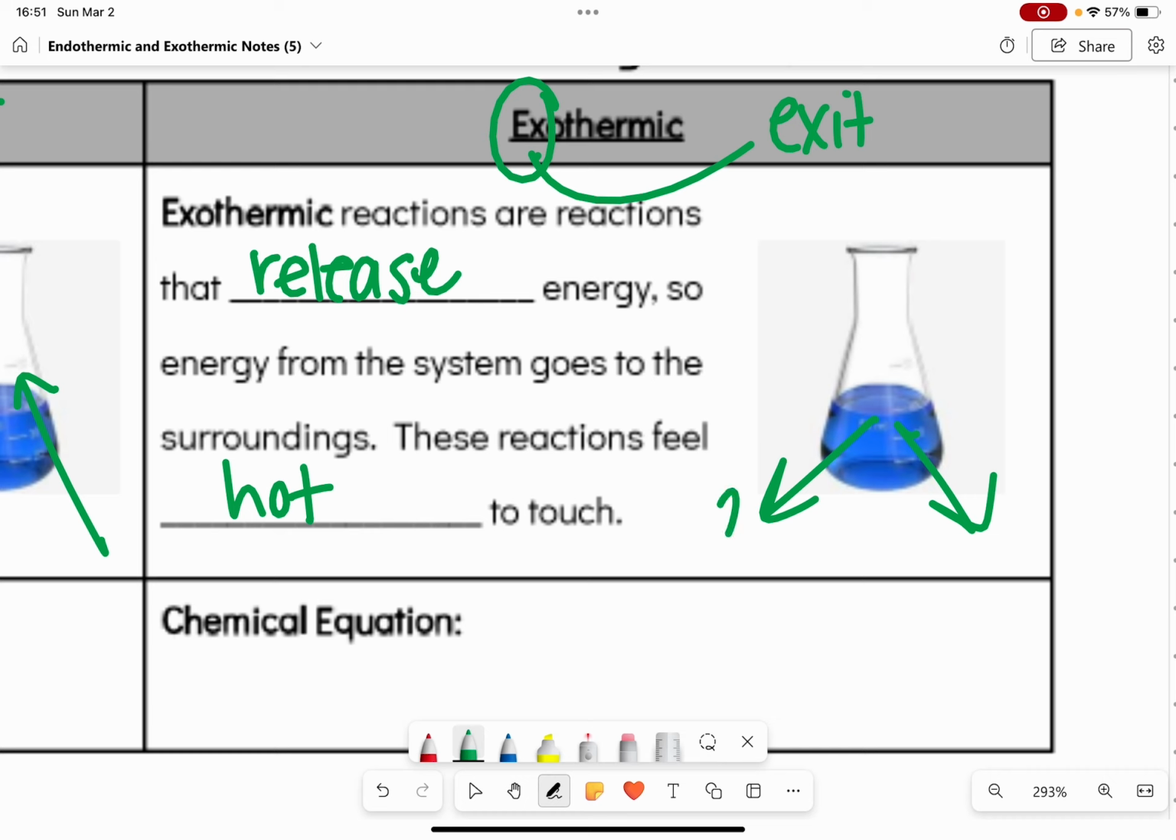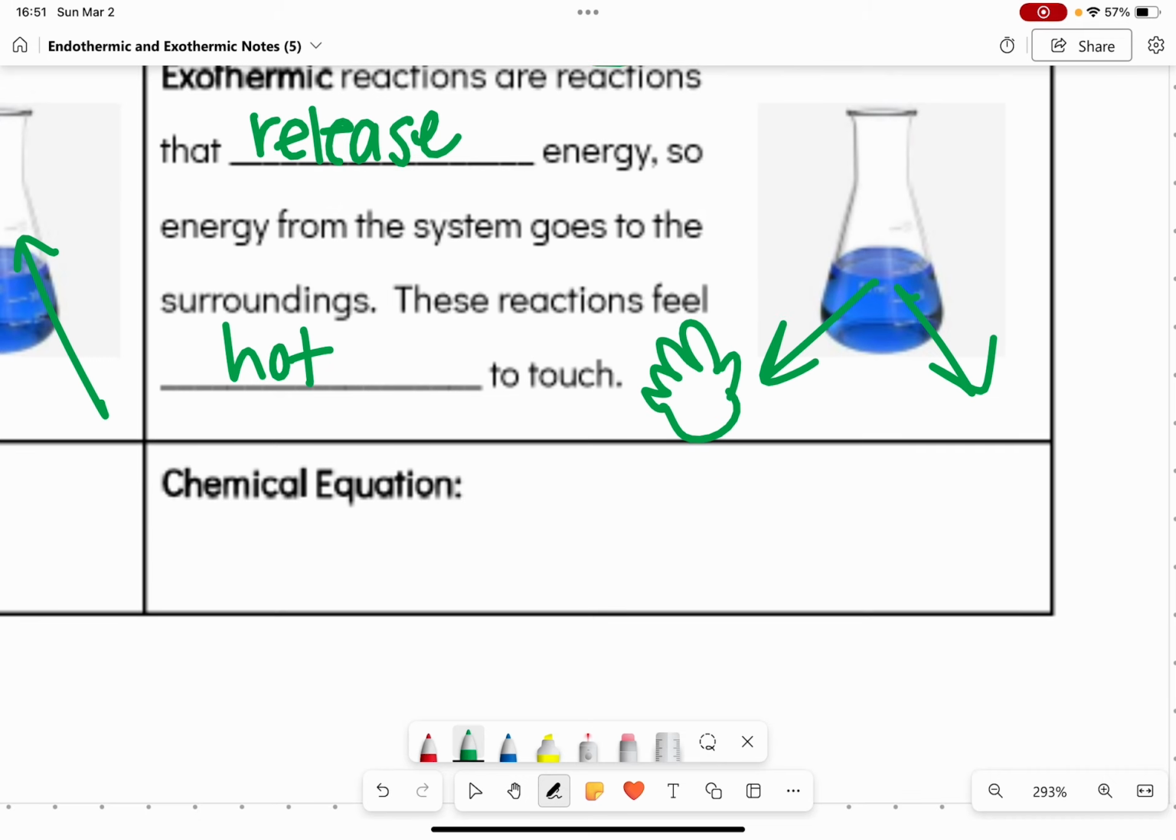The reason, let's see if I can draw a better hand this time. Yep, that's 5 fingers. The reason your hands feel hot is because the energy is going from the reaction to your hands. And since heat is energy, your hands are feeling it be hot, okay? Because that's where the heat is going.